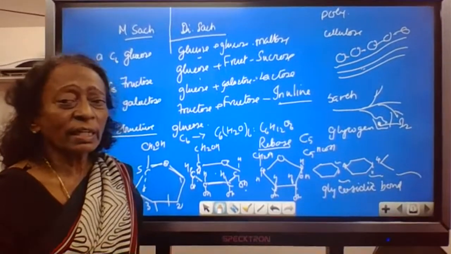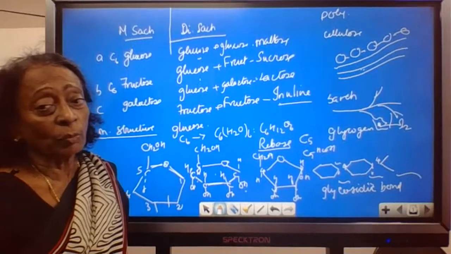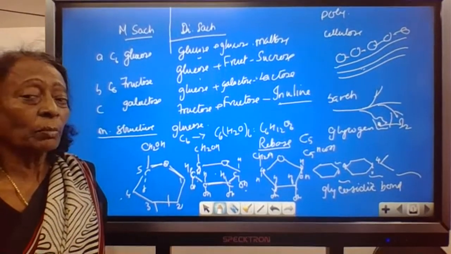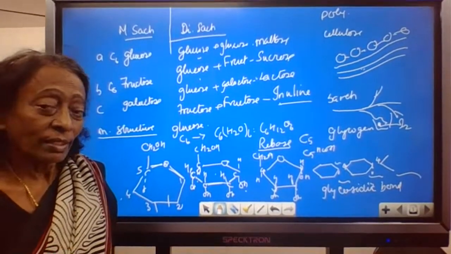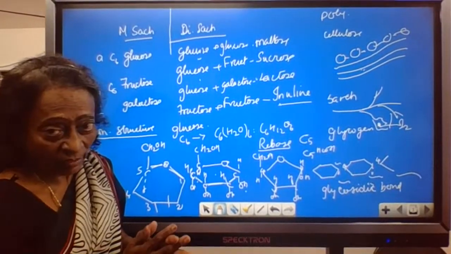So the first question can be the monomer of carbohydrate. They won't tell you the monomer is a saccharide or monosaccharide. They'll give you the name of the monosaccharide and other compounds. You have to pick that up. That's one option. Then another thing, the disaccharide name they'll give you.